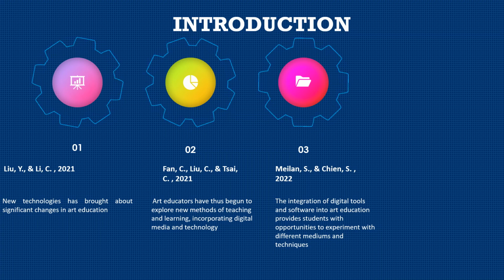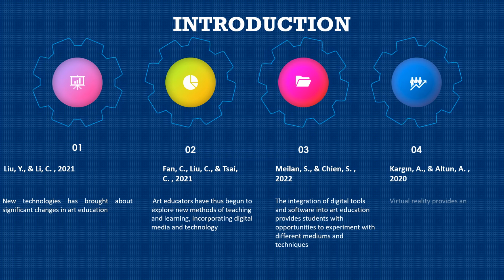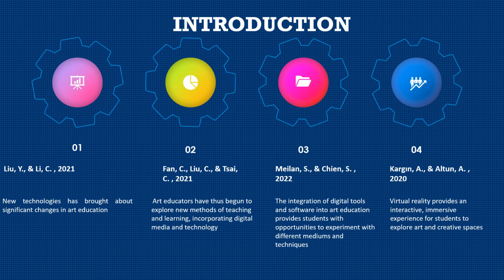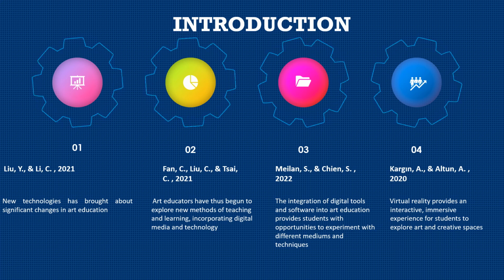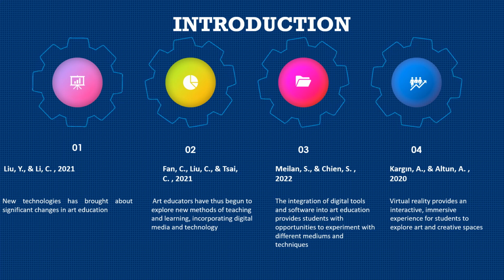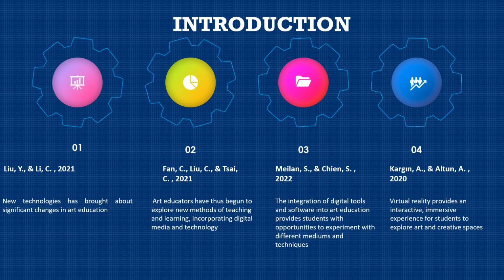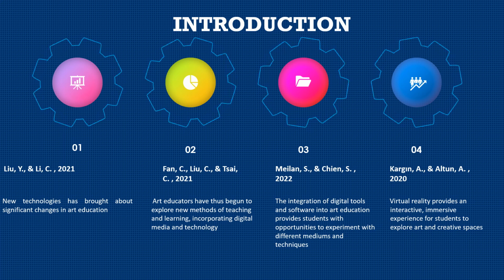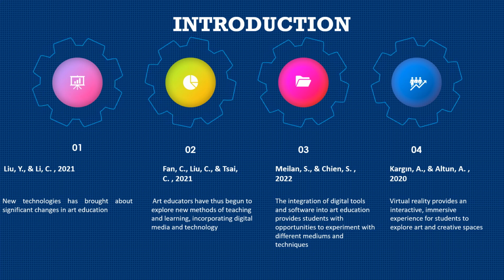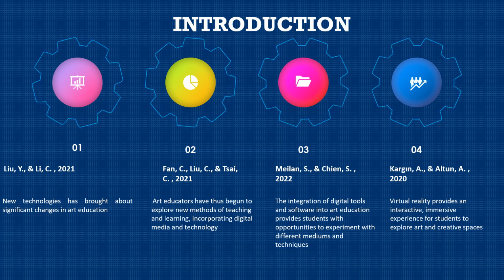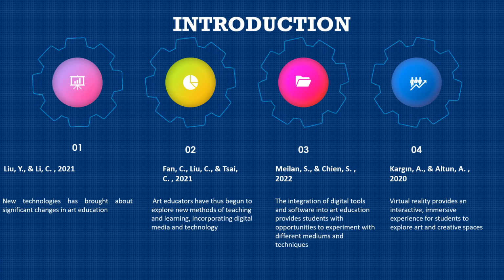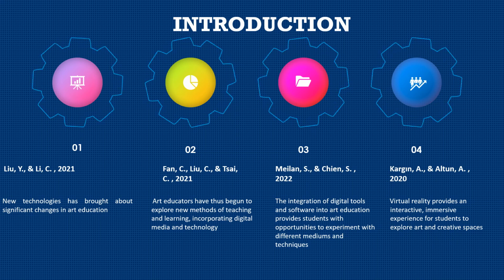One of the emerging trends in technology and art education is the use of digital tools and software to create and manipulate digital art. Adobe Creative Suite is an example of software that includes programs such as InDesign, Illustrator, and Photoshop. This software enables students to create digital illustrations, graphic designs, and other forms of digital art. Virtual reality provides an interactive, immersive experience for students to explore art and creative spaces, according to Khairani. Augmented reality overlays digital information in the real world, creating a new way to interact with physical objects and spaces.